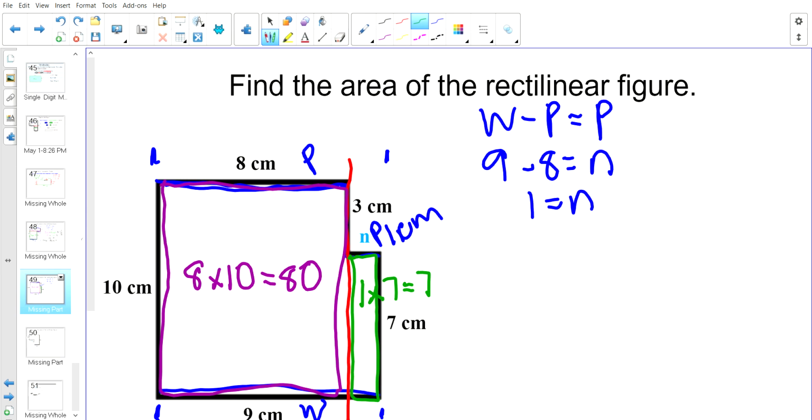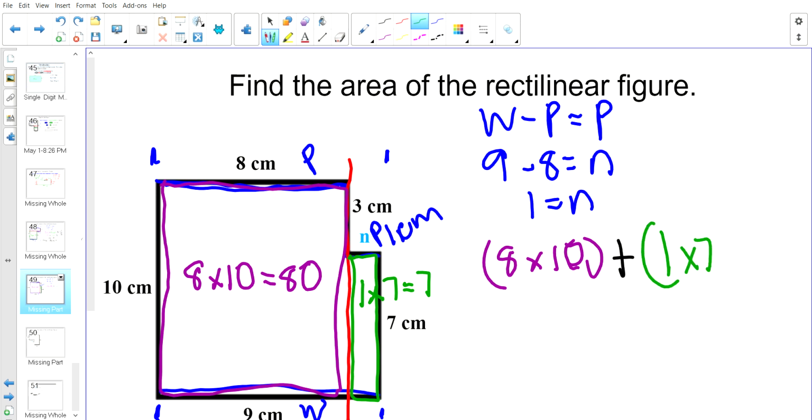Please pause the video now and find the area of the entire rectilinear figure. Press play to check it. Are you ready to check your mathematical representation and the total area of this rectilinear figure? Great. You know we need to add together rectangle 1, the 8 by 10 rectangle, plus the area of rectangle 2, the 1 by 7 rectangle. And when we add those together, it will equal the total area of the entire rectilinear figure.